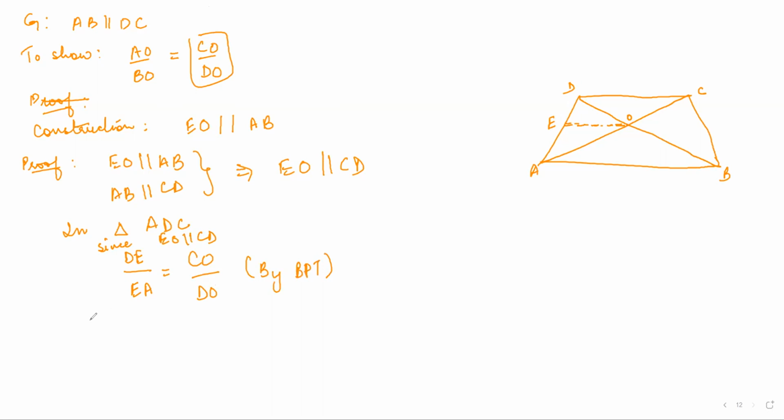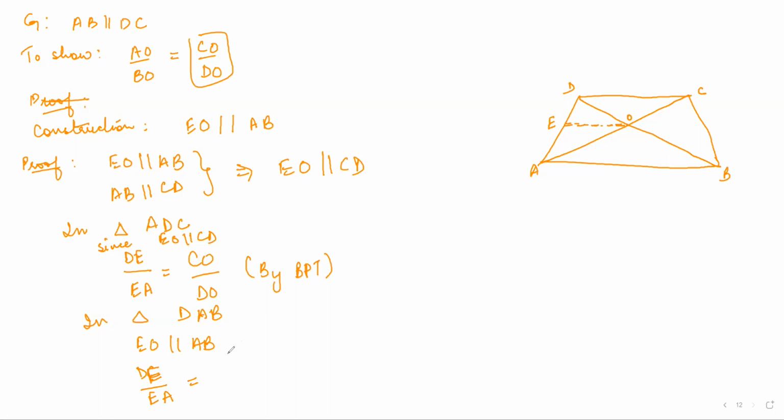Now come to the lower triangle. So in triangle DAB, the lower one, right? Again, EO is parallel to AB. Fine. Yes, ma'am. EO is parallel to AB. See the figure. So what can I write this time? One minute. So if I write DE upon EA equal to, what should I write now?